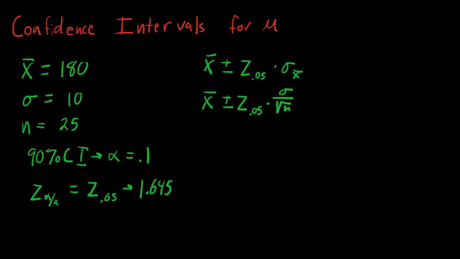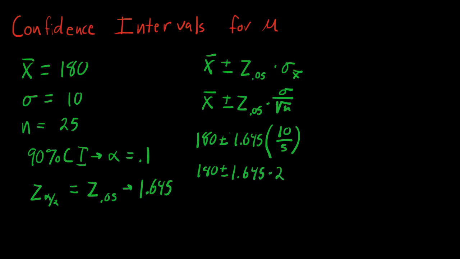Then if we plug in all of the different values that we know, we get 180 plus or minus our z value of 1.645. Then we multiply that by sigma of 10 divided by the square root of n. Since n is 25, square root of n is 5, so we get 10 over 5, which turns into 180 plus or minus 1.645 times 2. So we get 180 plus or minus 3.290. And that turns into our confidence interval.